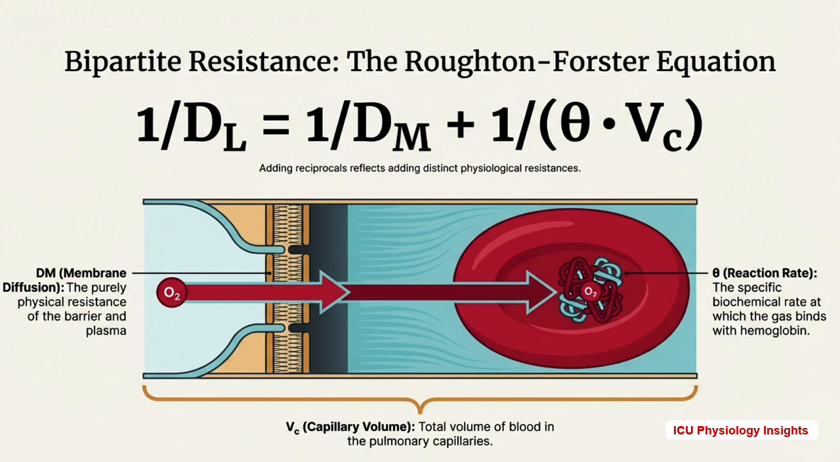And this whole idea is captured mathematically in the Roughton-Forster equation. The easiest way to think about it is like resistances in an electrical circuit. The total resistance, which is 1 over the DLCO we measure, is the sum of two parts. First, you have the membrane resistance, 1 over DM. That's the physical barrier. Second, you have the resistance inside the blood, which is 1 over theta Vc. This part represents the reaction rate with hemoglobin, that's theta, and the volume of blood in the capillaries, Vc.